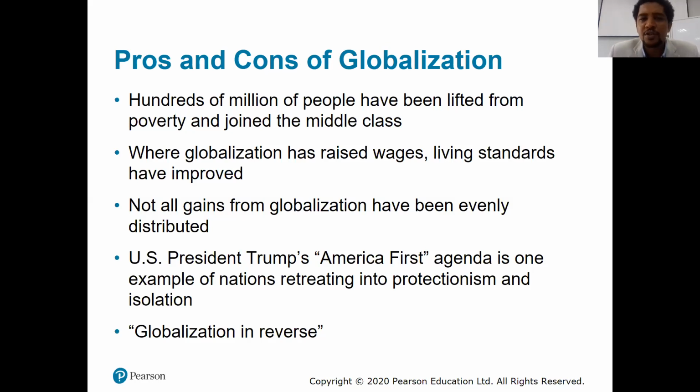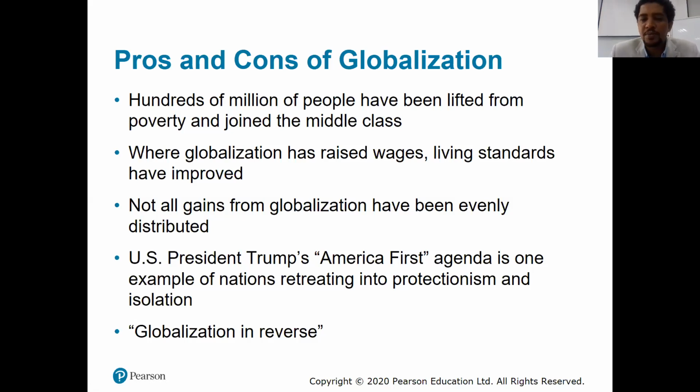Then hundreds of millions of people have been lifted from poverty and joined the middle class, okay? Because of globalization, because of global markets, companies operate in any part of the world, so they create employment for other peoples, right? So this helps people in other countries to come out of poverty, okay? So where globalization has raised wages, living standards have also been improved, okay? So when a company, for example, Samsung opens its subsidiary in Vietnam, it is creating job opportunities for Vietnamese people, right? And they also have a good wage, which helps to improve their living standard, okay?